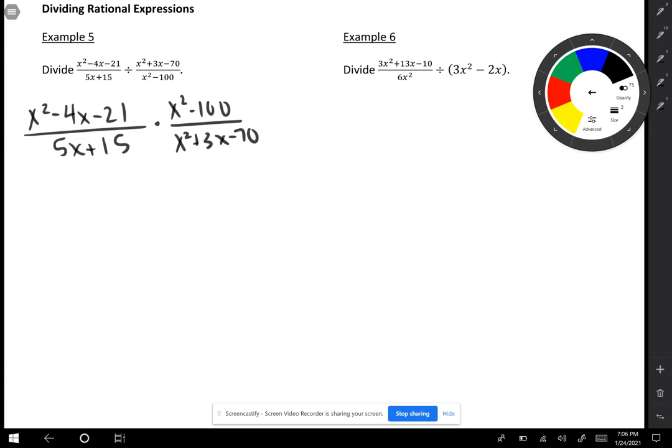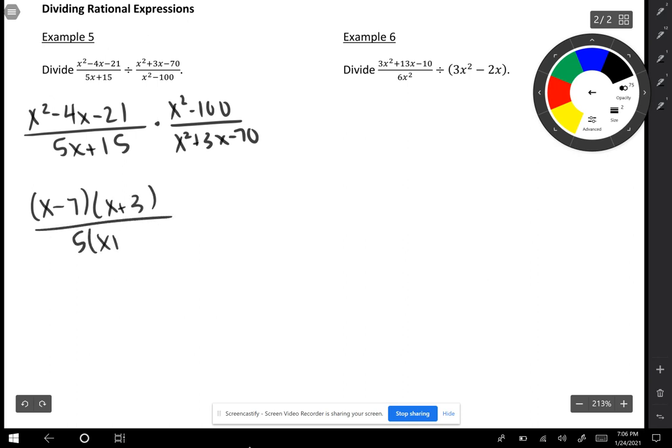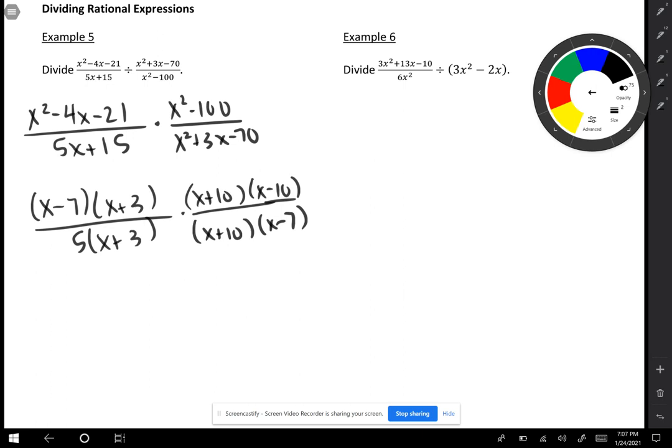Now I'm going to go ahead and factor everything. So on the top of the first fraction, we get x minus 7 times x plus 3. On the bottom, it's 5 times x plus 3. For the second one, it'd be x plus 10 times x minus 10 on top. And on the bottom is x plus 10 times x minus 7. Now, if you're having trouble factoring quickly, then I suggest asking your teacher for more practice or assistance in that, as you're going to be doing a lot of factoring in this chapter.